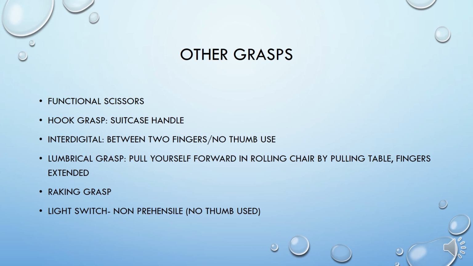Raking grasp we talked about earlier on. That's fingers abducted, hand is open and then closed. And then a non-prehensile grasp would be a light switch. That's when you just use your finger to flick up and down. You use a curled index finger to turn a light switch on and off.